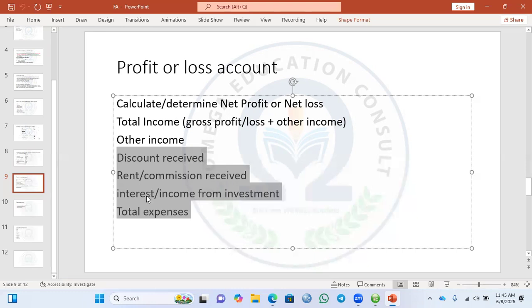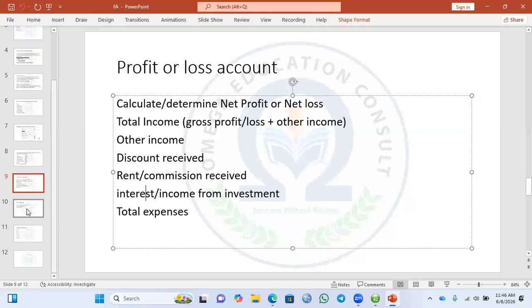Then the next one is interest or income from investment. You can make investment in treasury bills or government bonds or maybe bank deposit or fixed deposit, right? And you'll be earning interest. For even currently, if you have monies in your Momo account, you get interest, right? So this small interest that is coming to the business would also be added, right? So that sums up the total income.